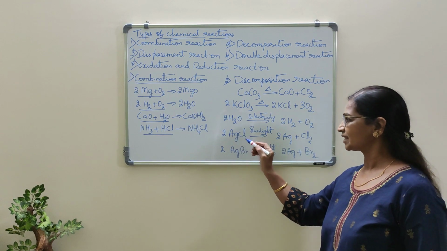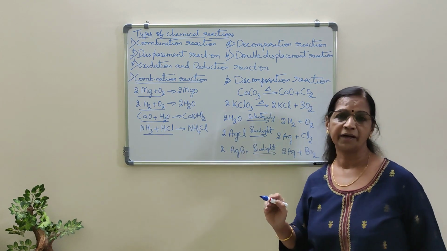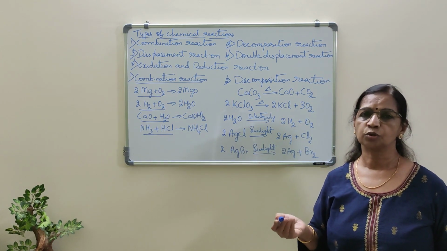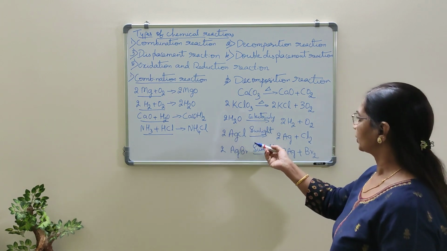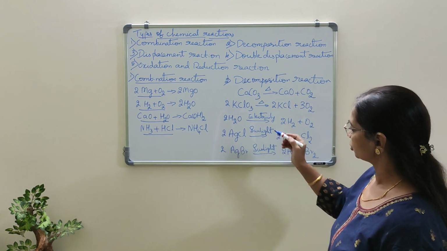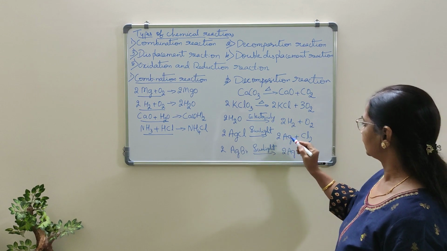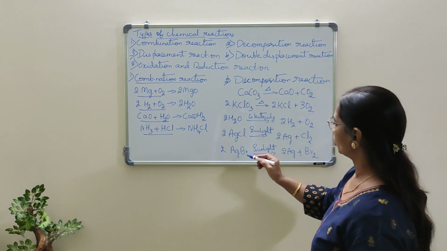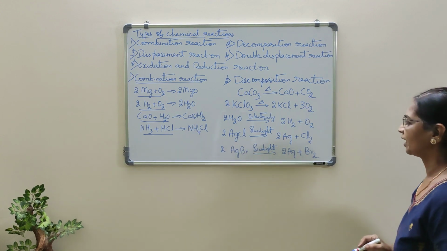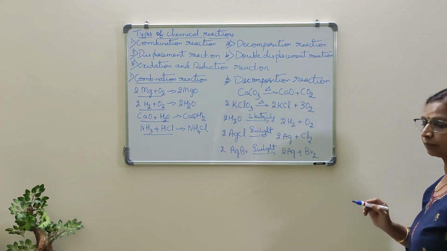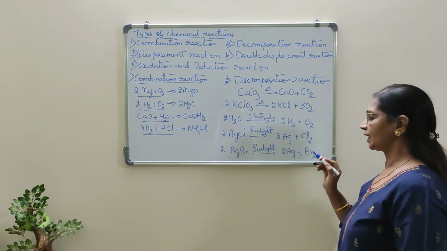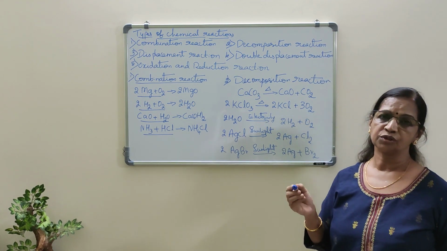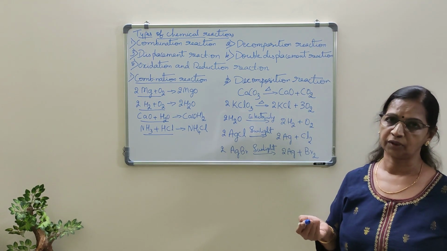And some substances like silver chloride and silver bromide decompose on exposure to sunlight, and here you can see silver chloride on exposure to sunlight decomposes to form silver and chlorine, and silver bromide on exposure to sunlight is forming silver and bromine, and this particular reaction is also used in black and white photography.